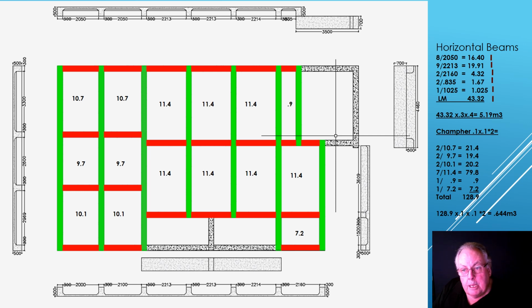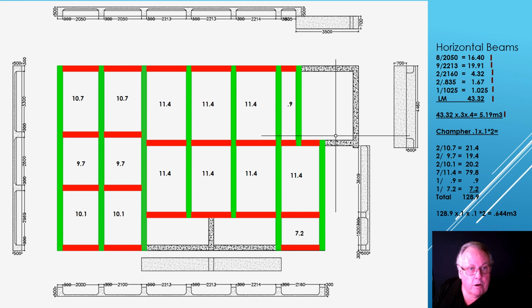43.32 is the lineal meter length times 0.3 by 0.4, then converts this to a cubic meter of 5.19, and this is critical. You'll notice on this slide that I've put some figures in here, and basically that's 2050 plus 3300 times by 2 leaves us with 10.7. Down here we've got 2600.